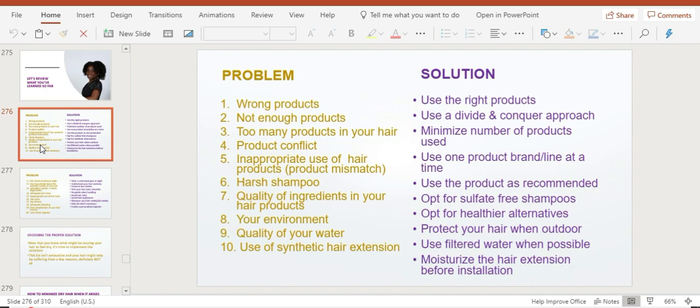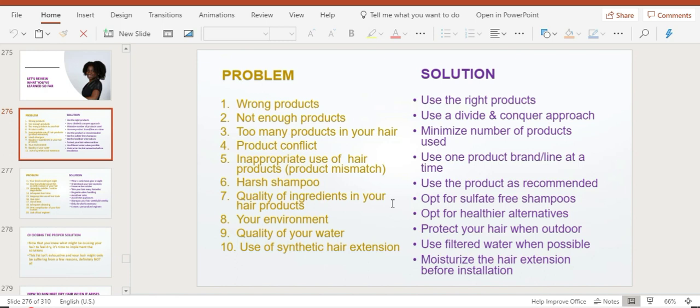The second reason is not using enough product in your hair. So I recommended using a divide and conquer approach, to make sure that you put enough product on your entire hair. The third reason is that you're probably using too many products at the same time. The solution is to minimize the number of products that you are using, and try one new product at a time, rather than buying a bunch of new products and trying them all at the same time.